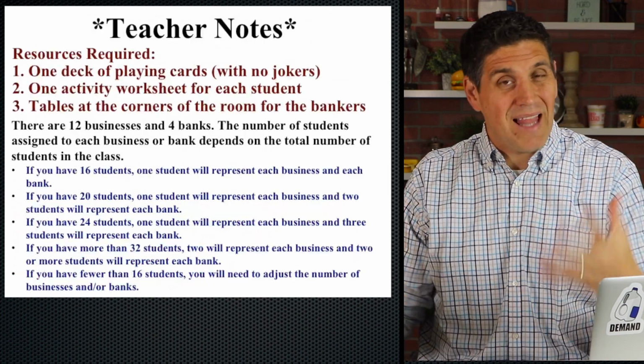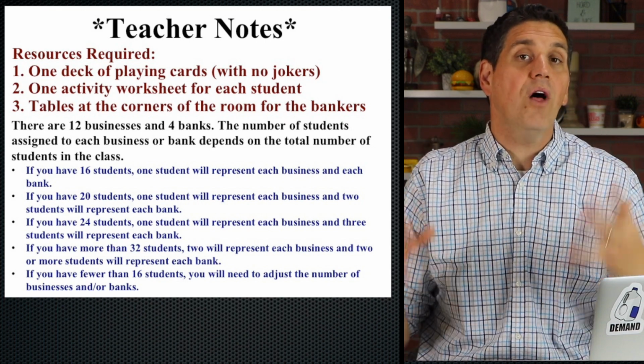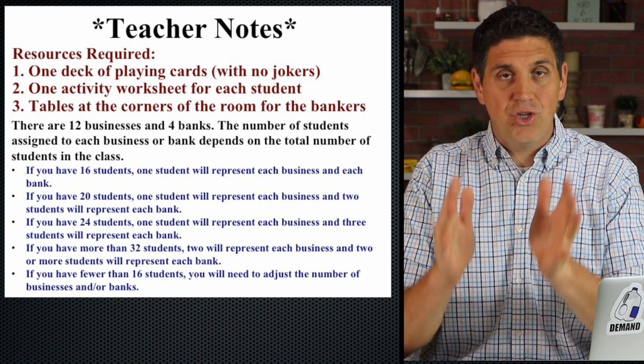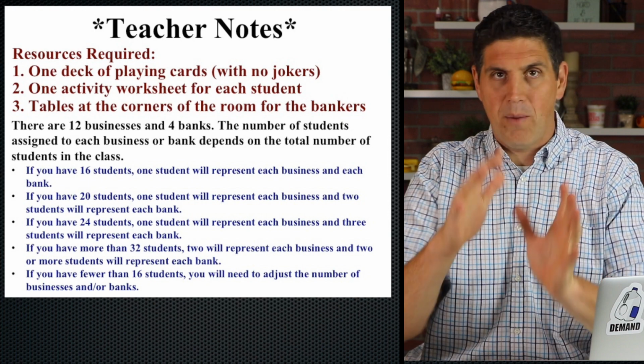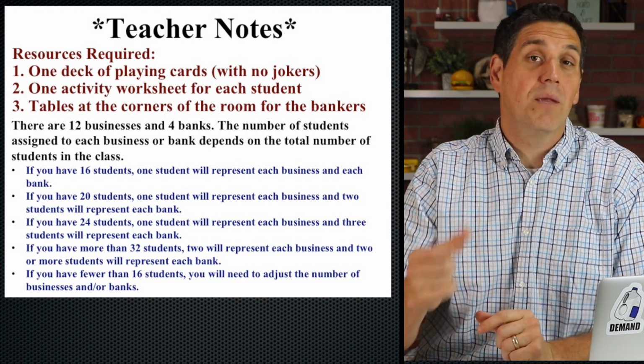Now, because everybody's class size is different, you got to make some adjustments that work for you. Basically, there's 12 different businesses, and the way I set it up, because I have big classes, each business is run by 2 students together. So that's a total of 24 students who are businesses, and the remainder, 10 students or so, or even more, are going to be the banks.